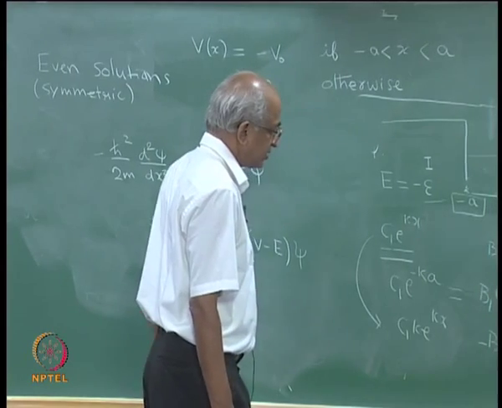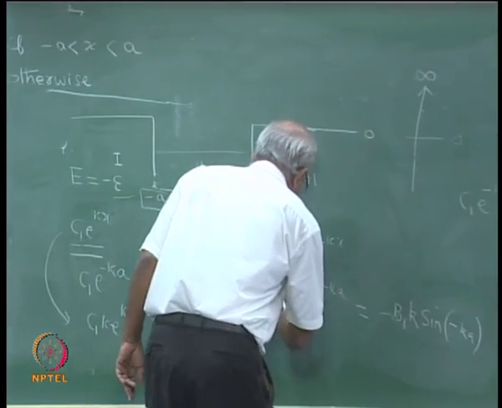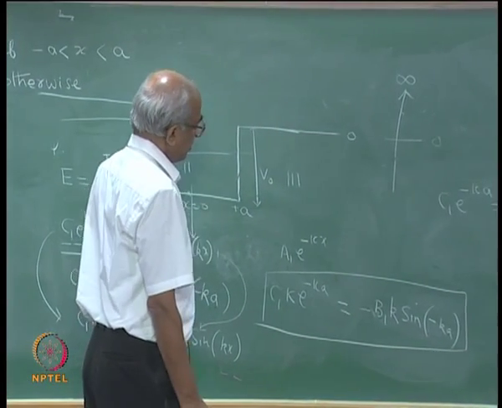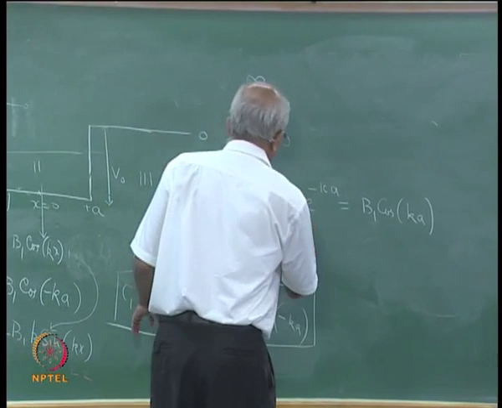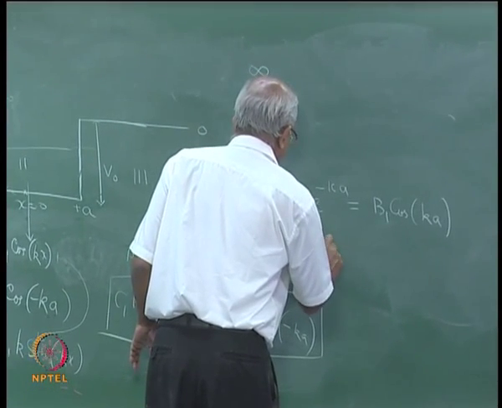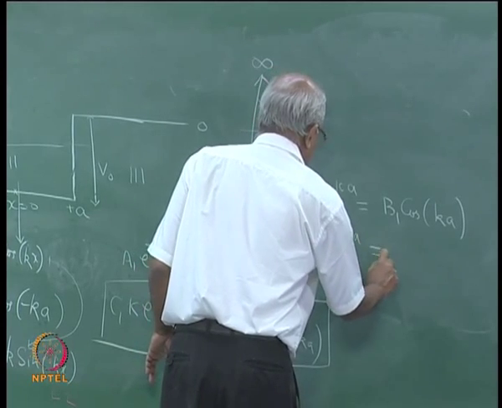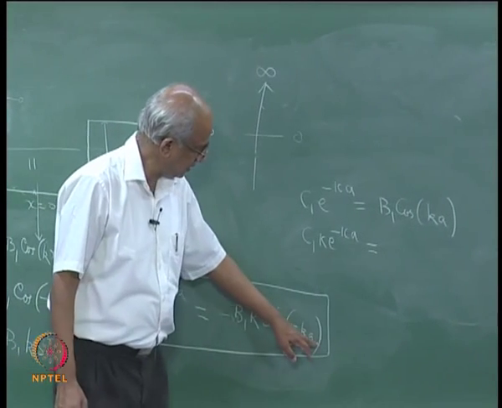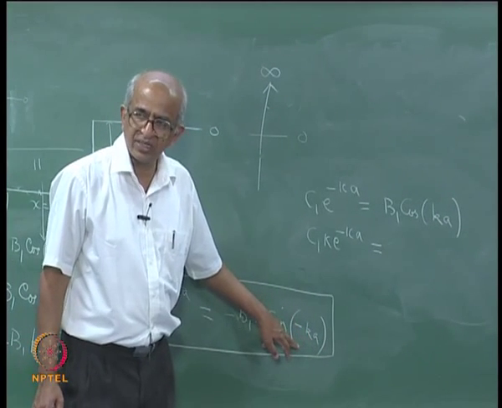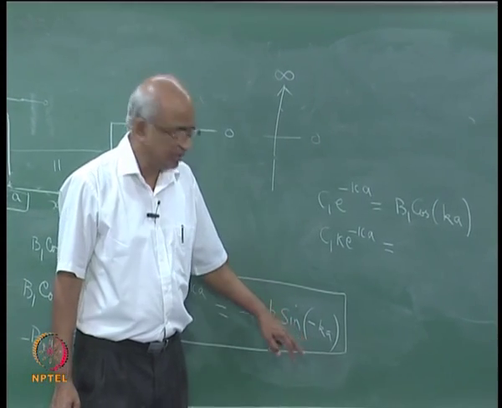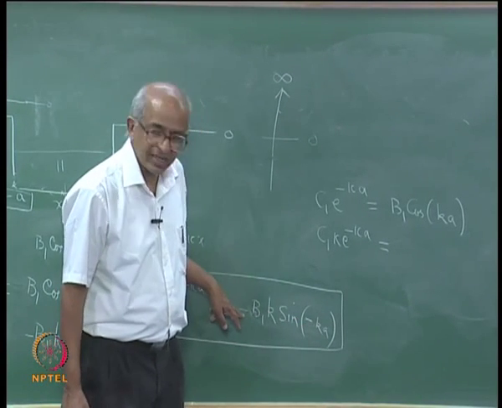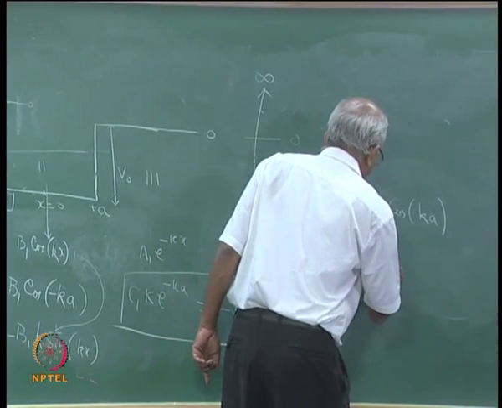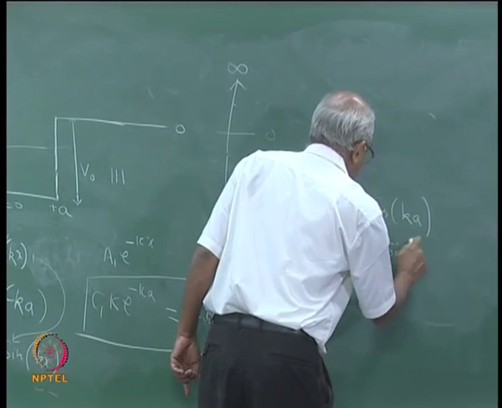What about the second equation? The second equation is written here. And how does it read? It says that C1 kappa e to the power of minus kappa a is equal to minus B1 k sin(minus Ka). But the sine function, as you know, is an odd function. So this negative sign you can take outside and cancel against the negative sign which already exists, and therefore this is going to be B1 k sin Ka.